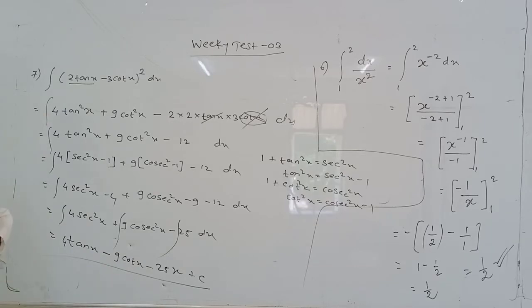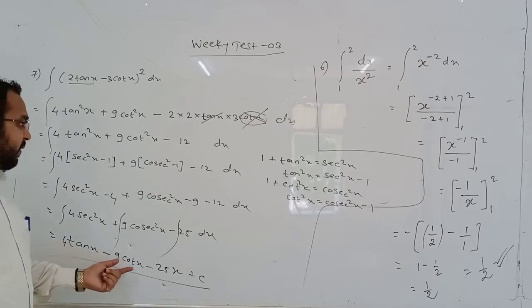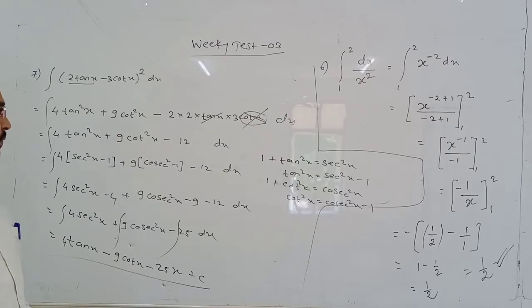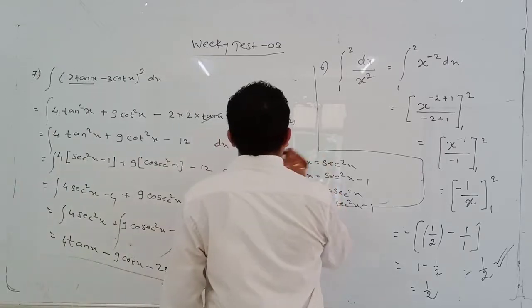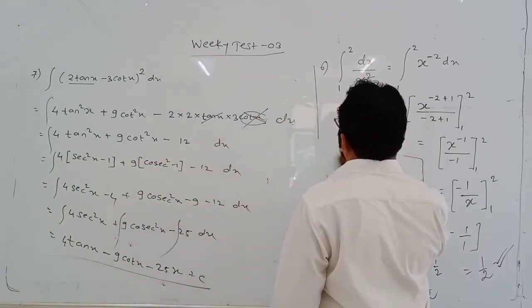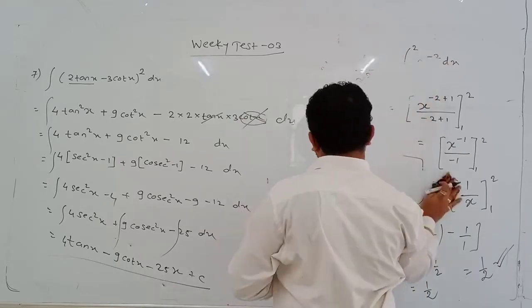I think answer A is correct: 4 tan x minus 9 cot x minus 25x plus c. So this is question number 7. Now question number 8.